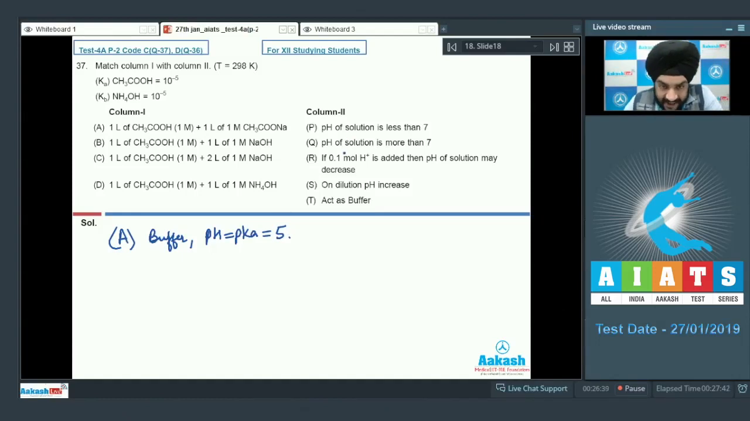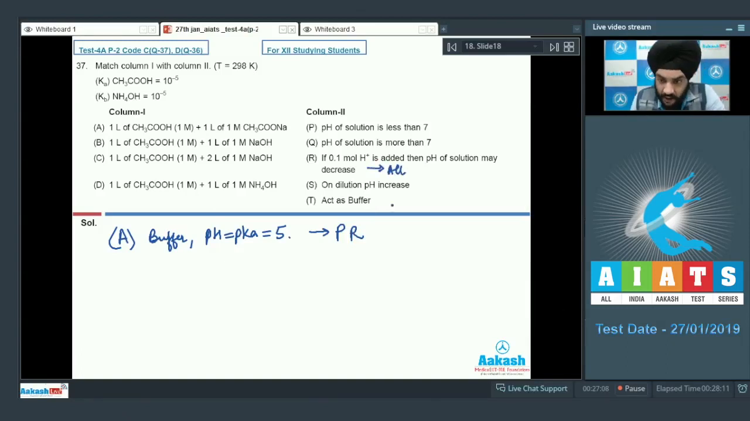So if you look at the entries given in column 2, pH of the solution is less than 7. This will be a match for option A. So it will be matched with P. So Q will not be a match. If we talk about the option R, it will be matched to every single entry in column 1 as on addition of H plus, there will be a decrease in pH. So R will be matched here as well. So we can probably note that R will be matched with all of them.